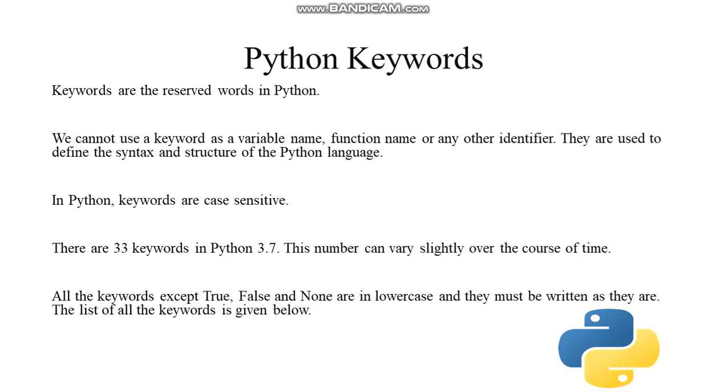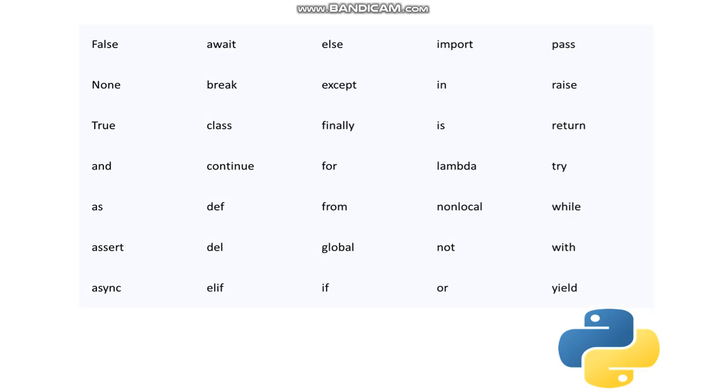This number can vary slightly over the course of time, as Python versions are updating day by day, so the keywords are also updating. All the keywords except True, False and None are in lowercase and they must be written as they are. The list of all the keywords is given below. Here you see the list of keywords. Here only three keywords, that means False, None and True, have initial capitals.